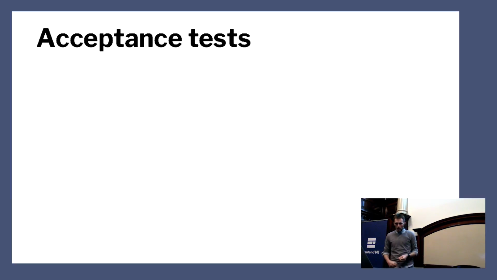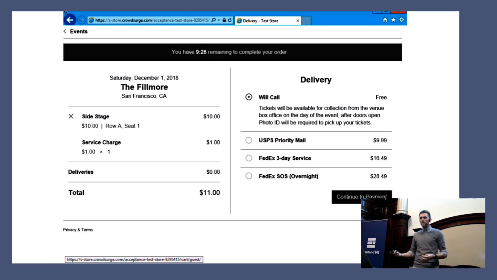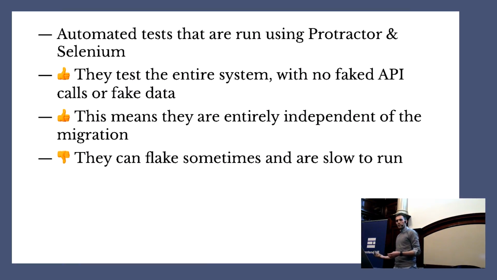So we also have a suite of acceptance tests, or the necessary evil, if you want to think of it that way. These are things that actually fire up a browser and go through as if they were a user, and they click and put tickets in their cart and pick how they're going to get them delivered, and fill in payment details using test credit card information, and we check that they get the right thing. They run using a thing called Protractor, which is a tool on top of Selenium for testing this kind of stuff. They test the entire system, which is really good. There's no faked API calls or anything. It is effectively as if a real user was on our app.